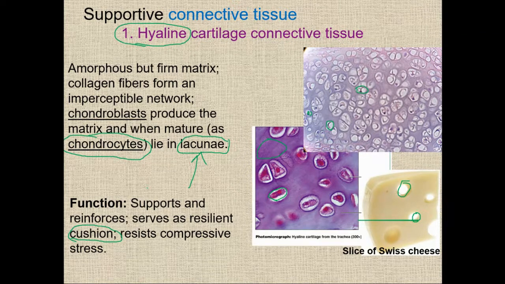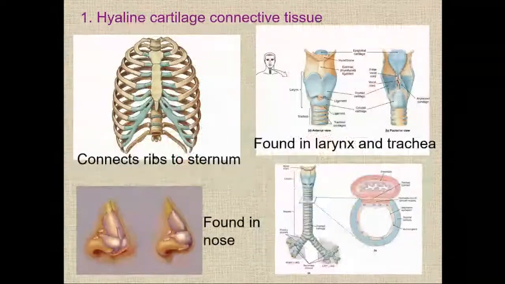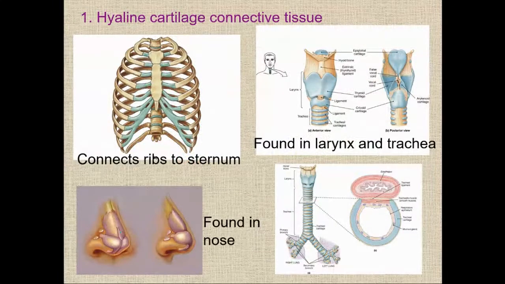This type of cartilage serves as a cushion, because it is able to resist compressive stress. I want you to start touching your nose right now. Touch your nose. Can't you feel a cushion? Touch the tip of your nose and try to compress that. It goes back and forth, like a pillow that you're smashing back and forth, a cushion, right?